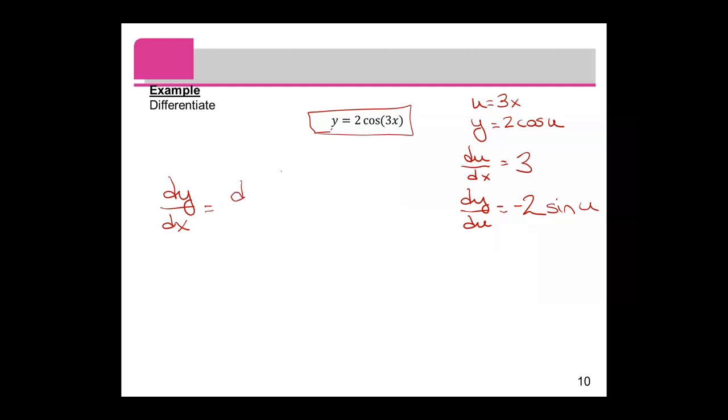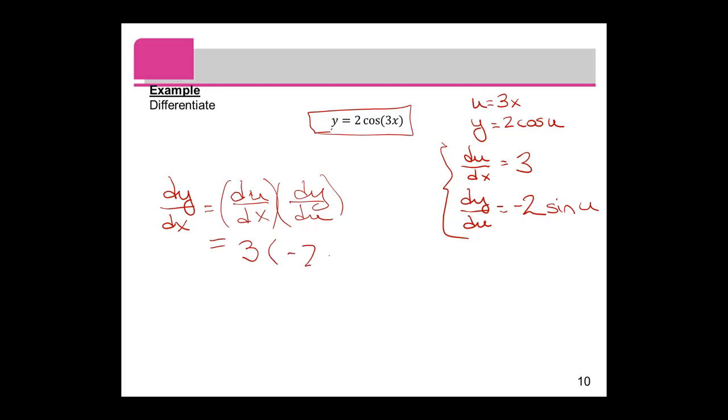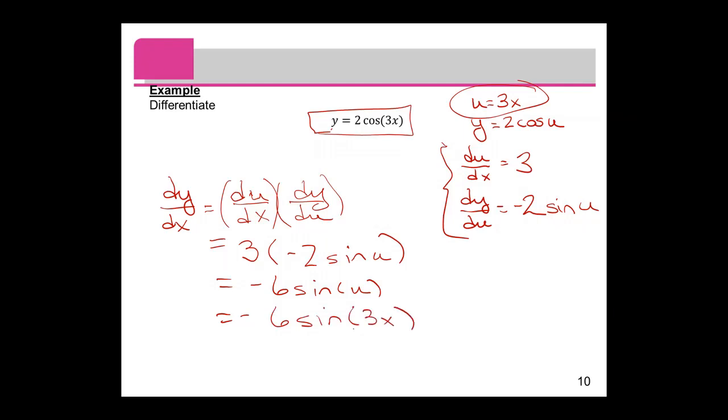Well, let's use what we have here. We're going to say du/dx times dy/du. Exactly. So du/dx is 3. dy/du is negative 2 sine of u. So that equals negative 6 sine of u. But I know that u equals 3x, so I'm going to put that back in. And there's my final answer.